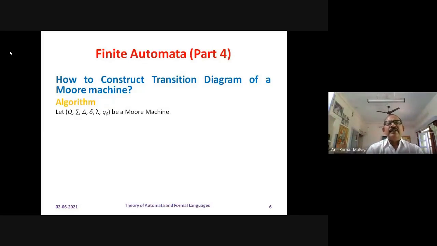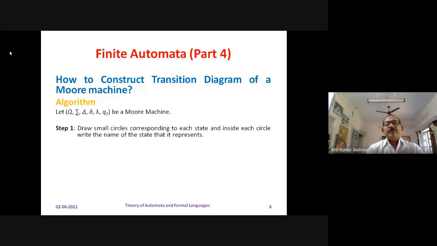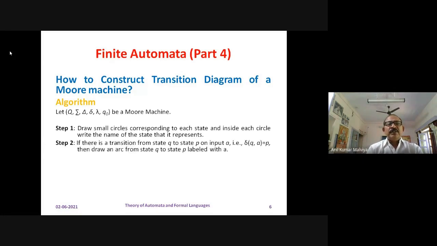Let us see the steps to draw a transition diagram. First step, draw a small circle corresponding to each state, and inside each circle write the name of the state that it represents. Step two, if there is a transition from state Q to state P on input A, that is delta of Q, a is equal to P, we draw an arc from state Q to state P labeled A. Next step, repeat step 2 for each transition function.